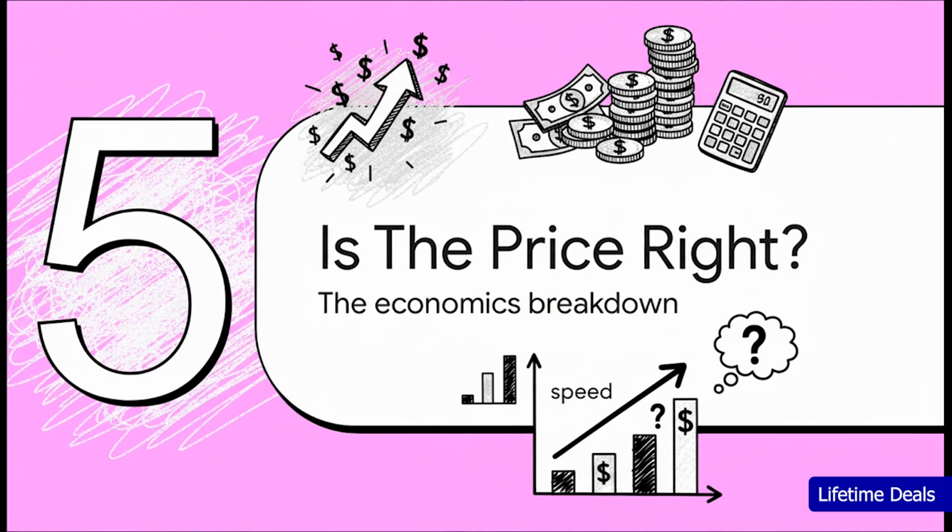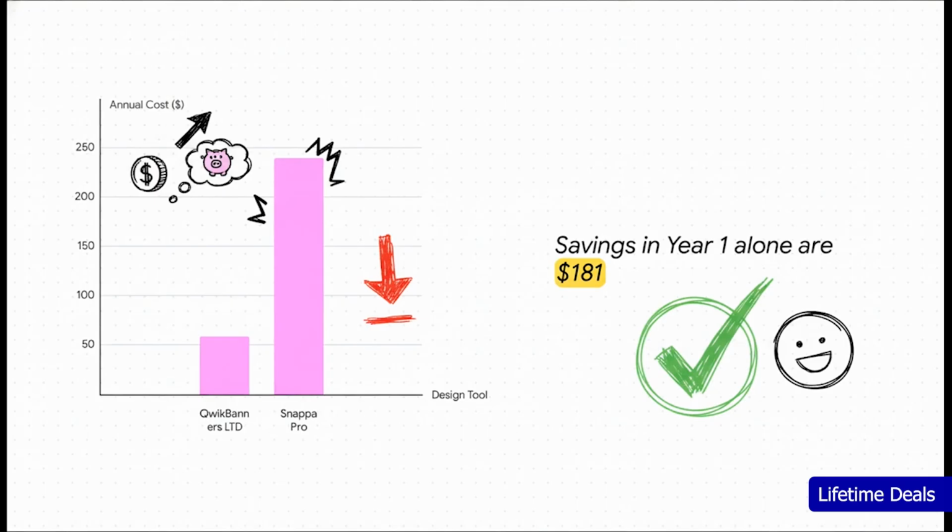Speed is awesome, but let's talk about the bottom line. Let's talk money. A tool is only a good deal if the numbers really truly make sense. So how does that one-time $59 fee actually stack up against the competition? And this chart, wow, it really puts it in perspective. In the first year, QwikBanners is a one-and-done cost of $59. Its main competitor, Hushtg, which has a pretty similar feature set, costs you around $240 for that same year. That's a saving of over $180 in year one alone.